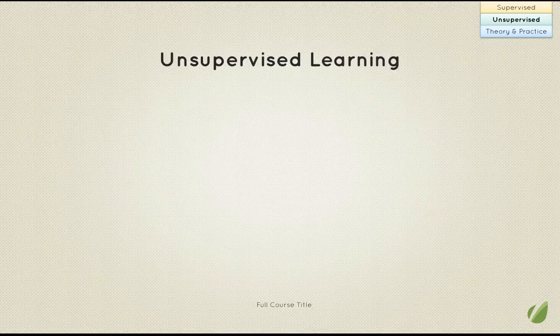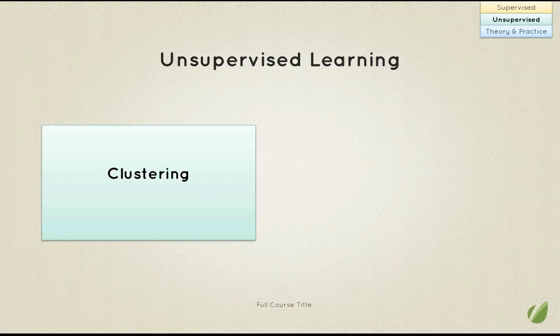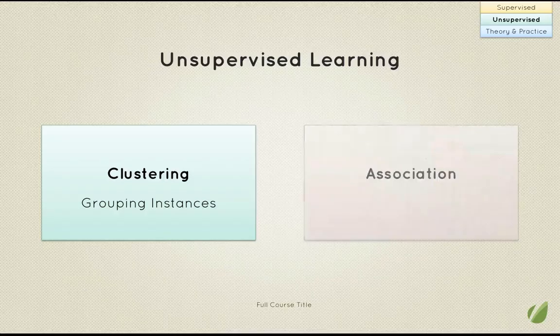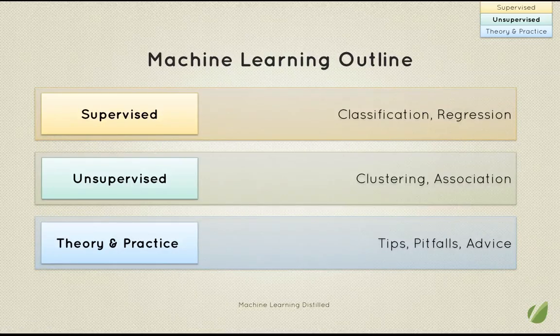In this lesson, we've looked at the basics of unsupervised learning. We've seen clustering, which is essentially grouping instances together based on similarities, and association analysis, which is sort of grouping features together based on common associations among them. So this is our course. We're in the unsupervised section. We'll be considering clustering and association analysis as unsupervised learning algorithms.